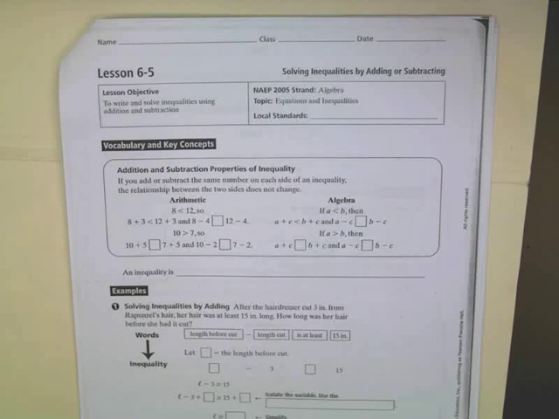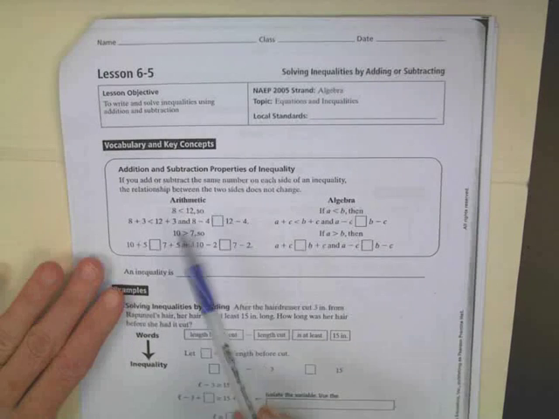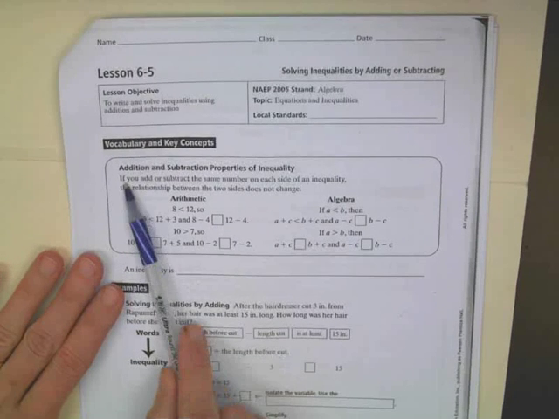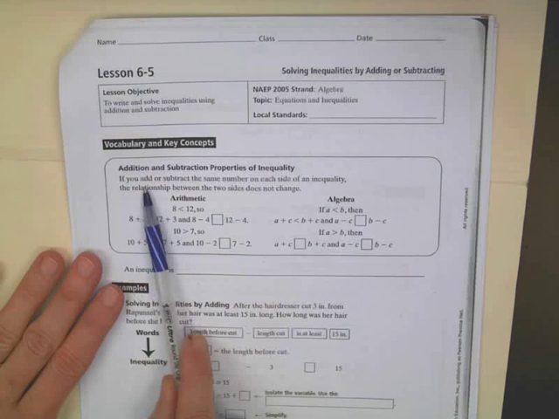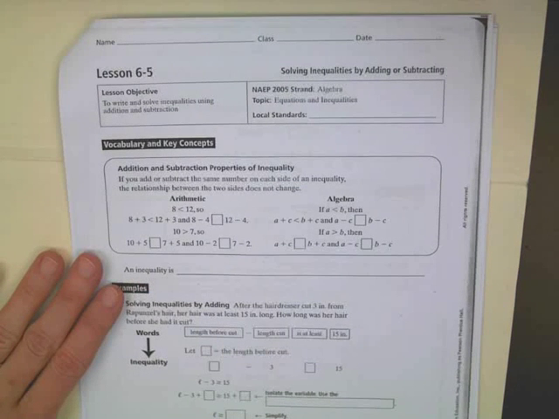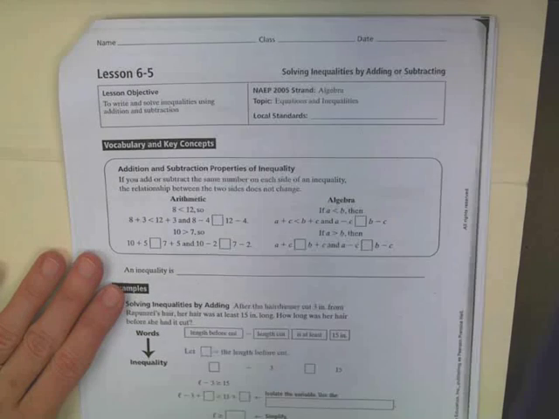Okay, so that is our objective today, to write and solve inequalities using addition and subtraction. Basically we have these two properties, the addition and subtraction properties of inequality. They tell us that if you add or subtract the same number on each side of an inequality, the relationship between the two sides does not change.